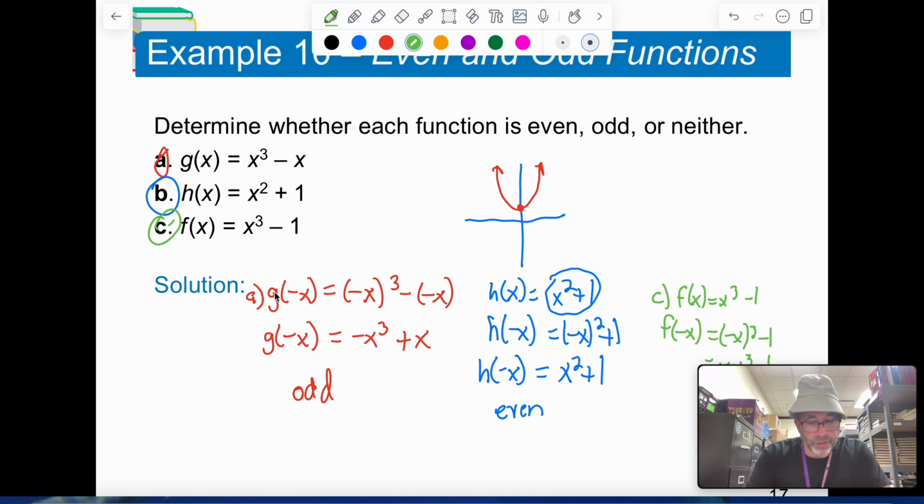And when we look at this, we ask, okay, is it the same? Clearly, these are not the same.